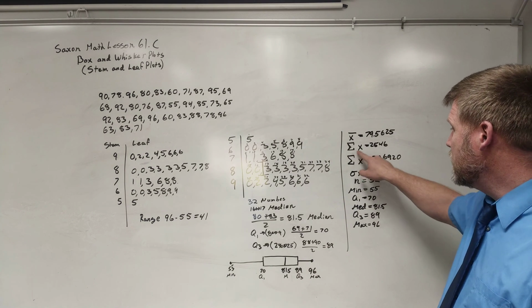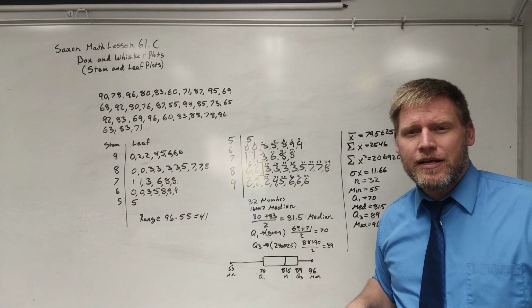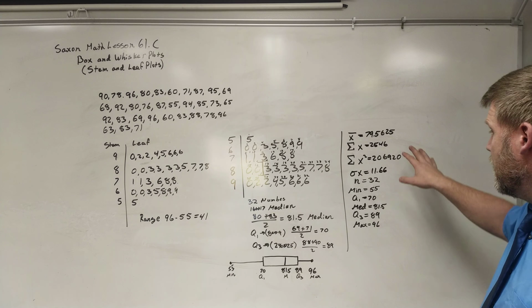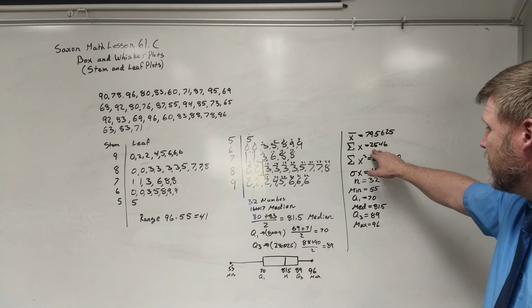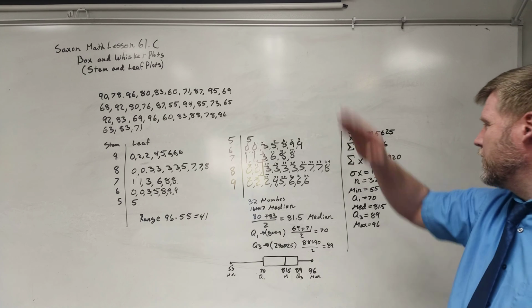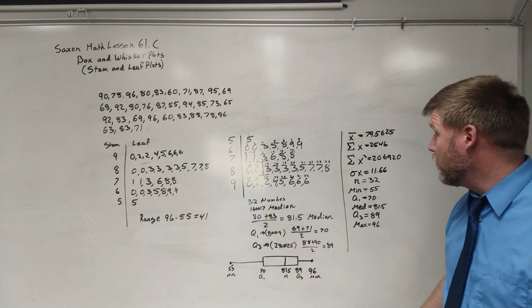There's the sum of the numbers. I don't really care about that, but remember that's the summation key, the Greek letter that we're going to use. The sum of them is 2546. I don't care, but that's what that is. The sum squared is, there you go. That's still not important for us today.